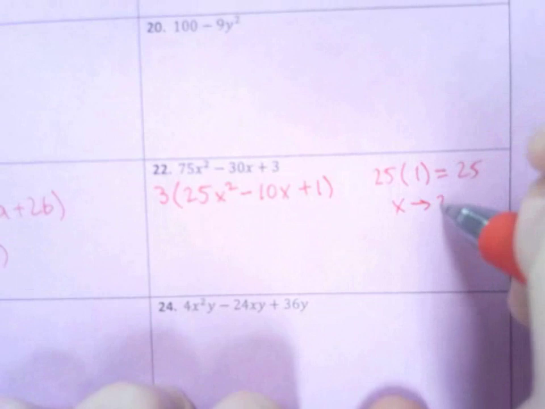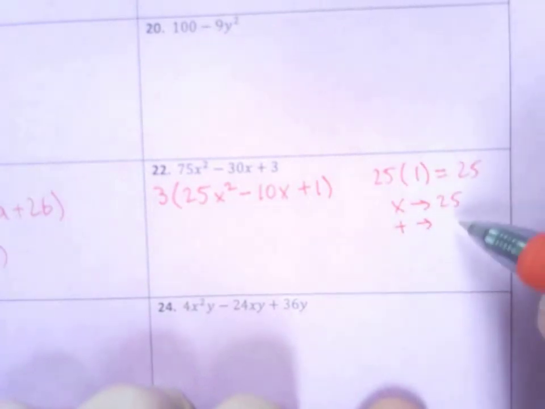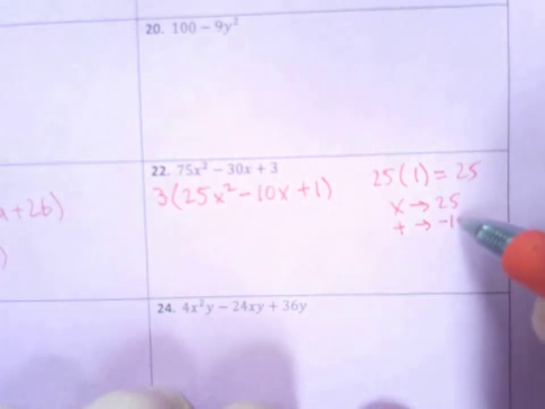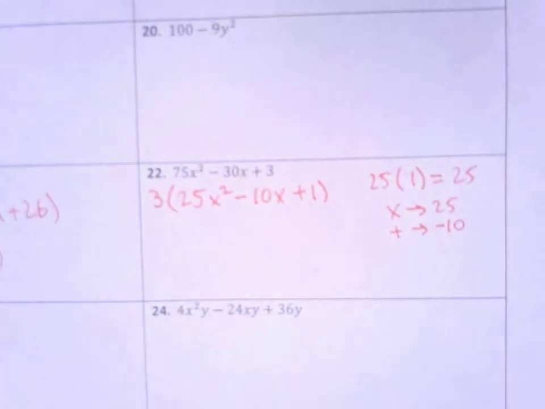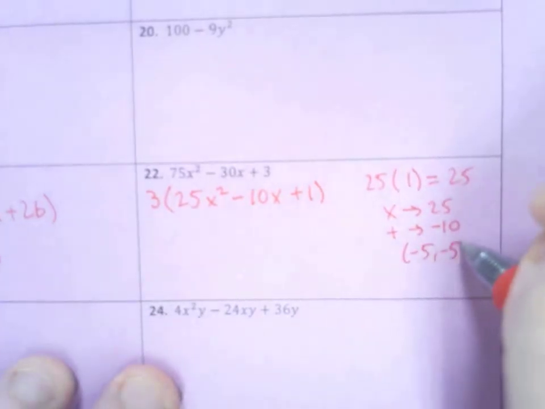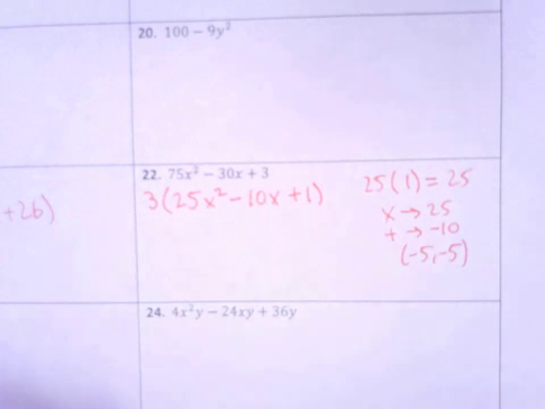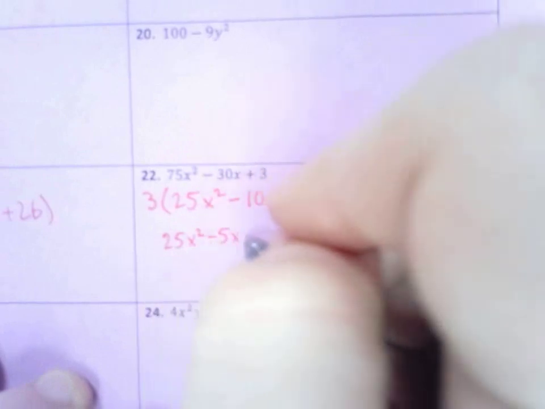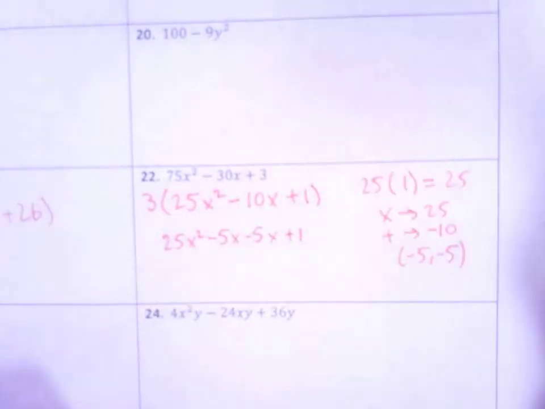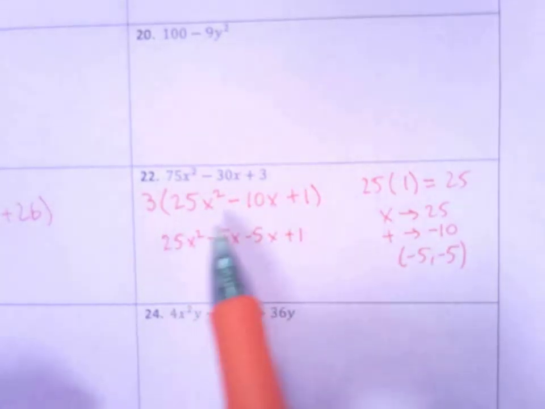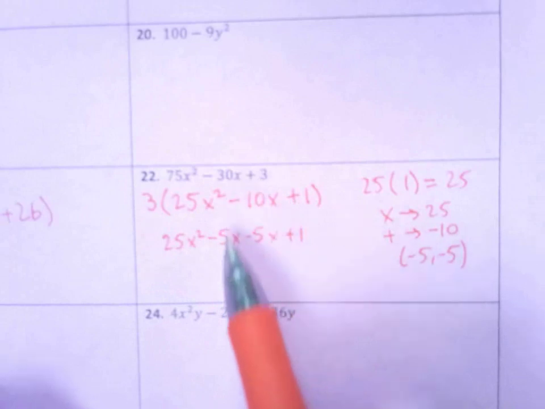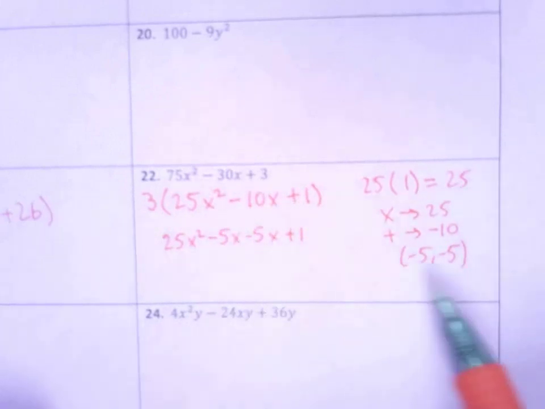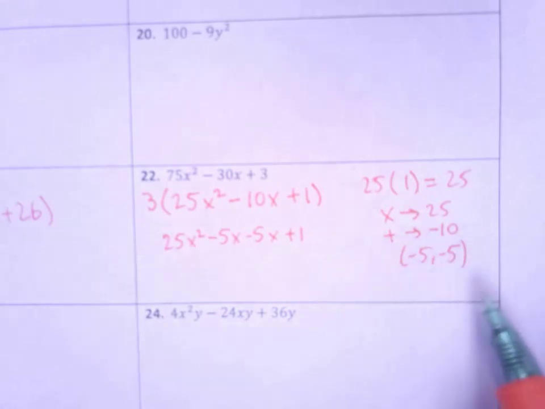So we need a number that multiplies the 25 and adds to what? -10. Good, the middle number. So what 2 numbers multiply to 25 and add to -10? -5 and -5, good. So after we do that, step 3 says to rewrite the equation. So we take the original, and instead of writing minus 10x, we change it to minus 5x because that's our 2 numbers that we found. So we rewrite with the 2 numbers that we solved for.